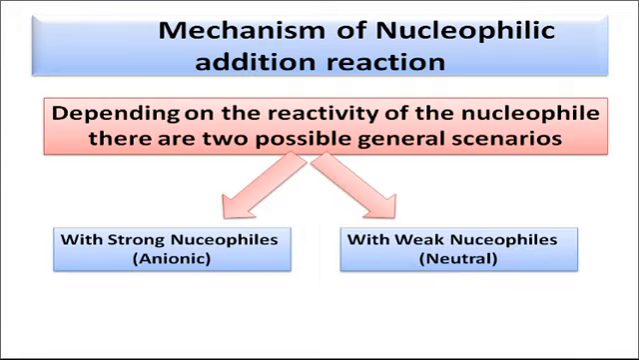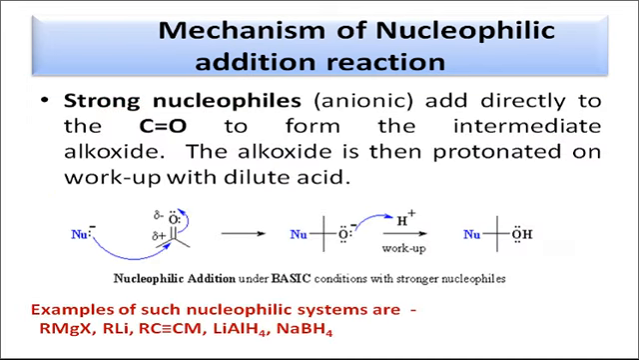The reactivity of the carbonyl compounds towards different types of nucleophile is different. Depending upon the reactivity of the nucleophile, there are two possible general scenarios. First is the strong nucleophiles, second are the weak nucleophiles. So depending upon the reactivity of these nucleophiles, the carbonyl compounds react differently with both of these. Let us discuss one by one.